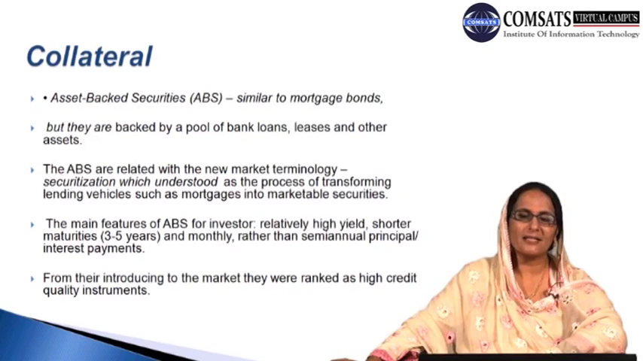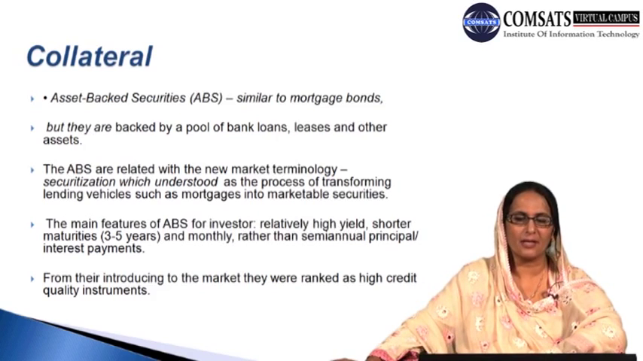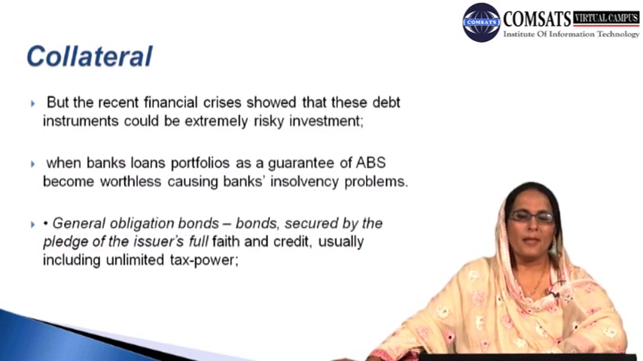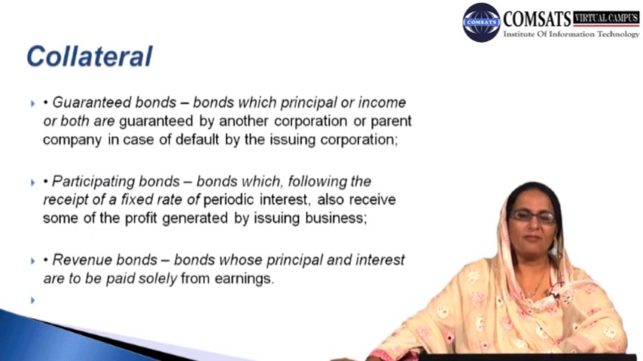And then we have asset-backed securities. They are also similar to mortgage bonds, and they are backed by a pool of bank loans, leases, and other securities. And we can say that ABS are related to a modern term of the market known as securitization, which is understood as the process of transforming lending vehicles such as mortgages into marketable securities. And then we move further. We have other types of bonds known as guaranteed bonds and participating bonds.